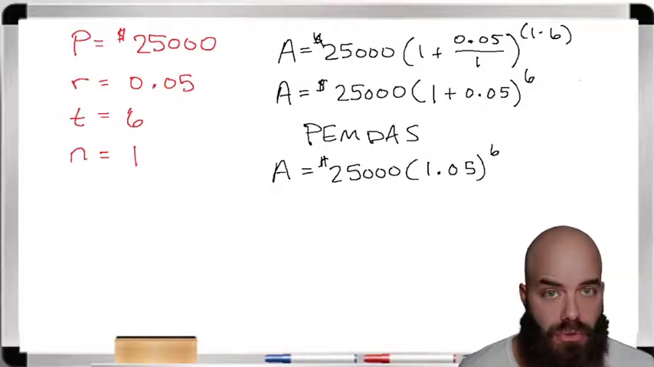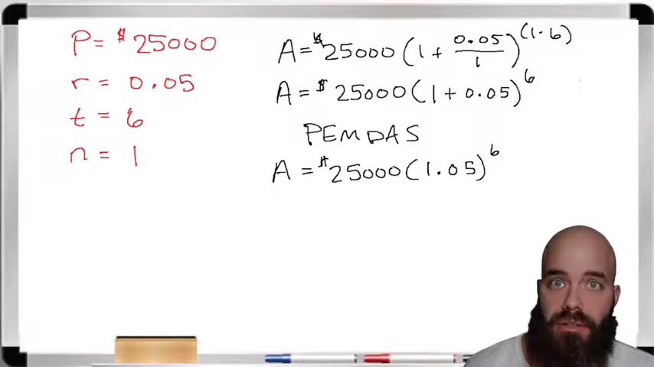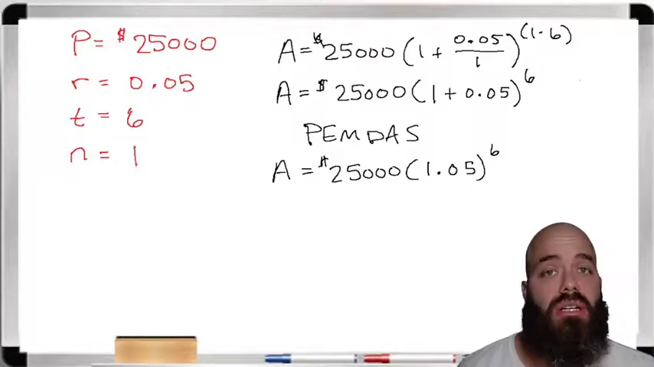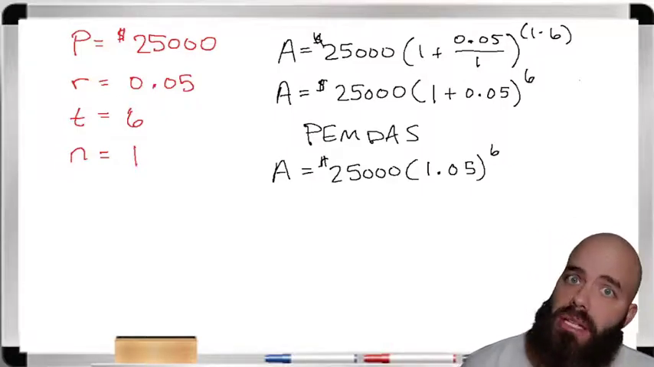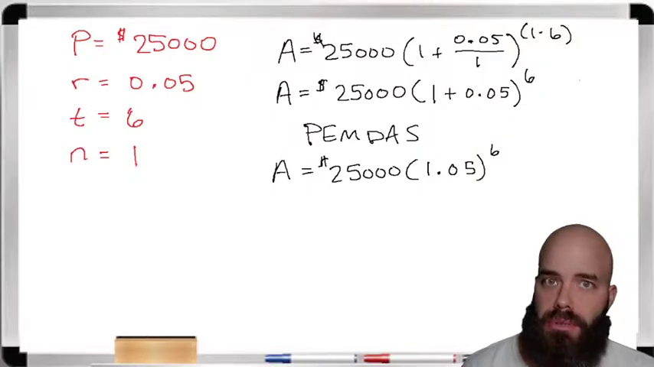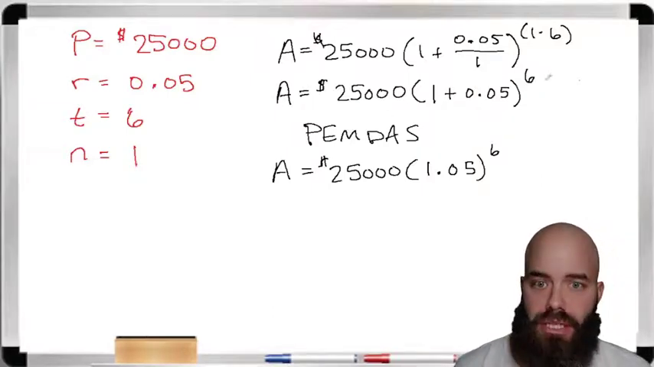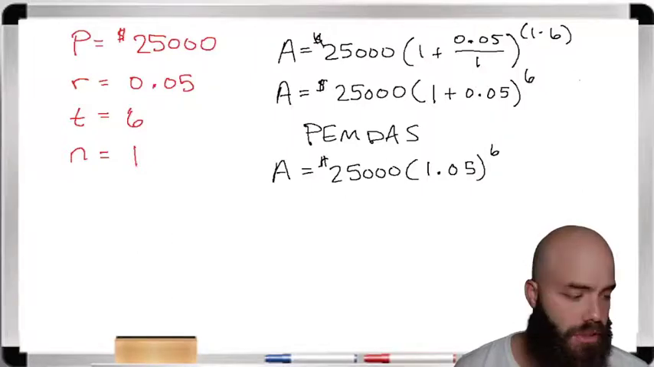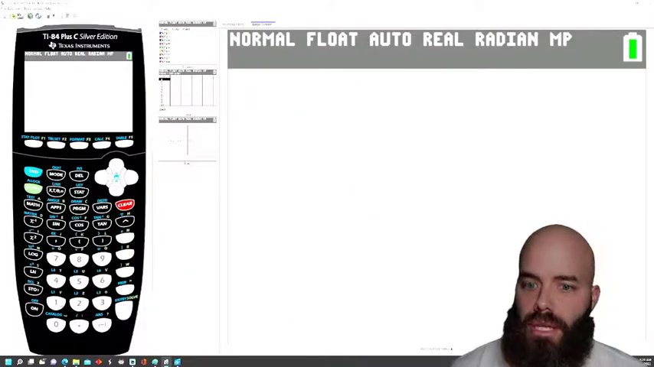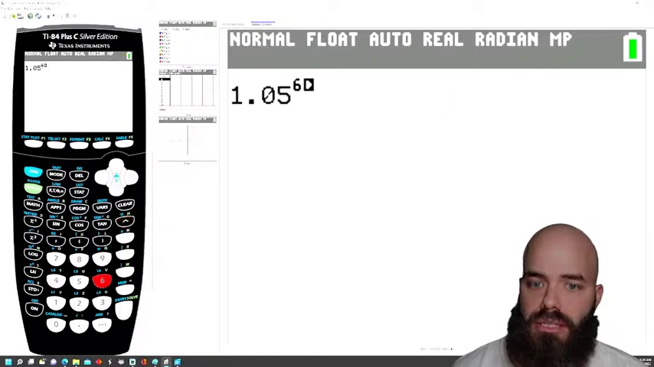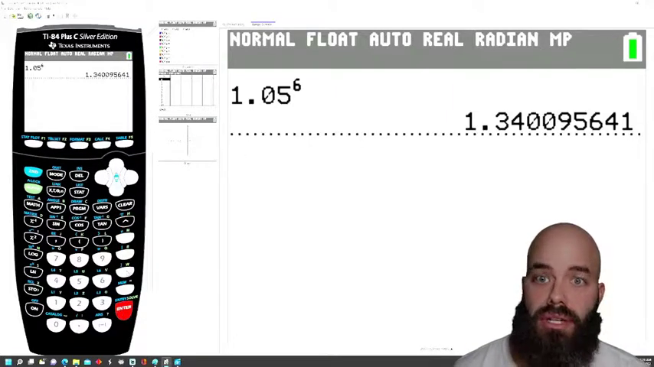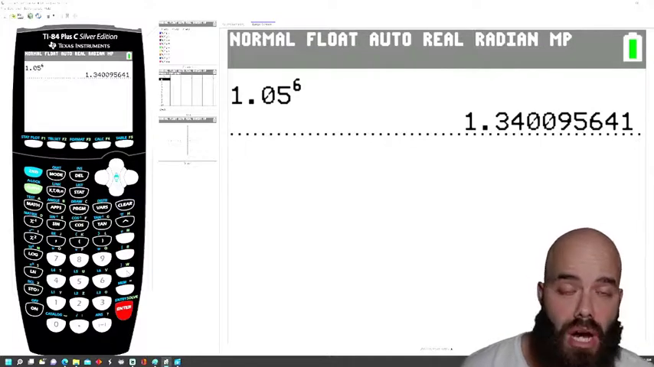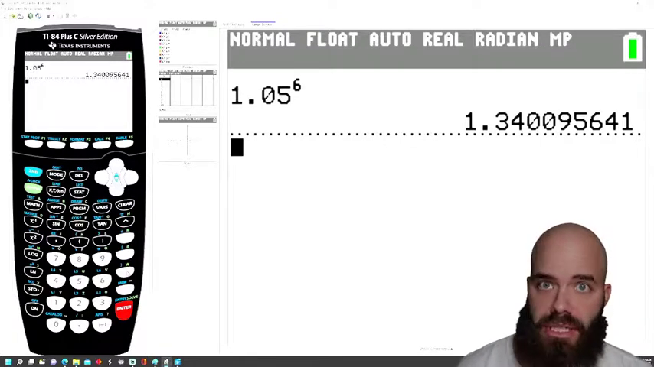Now, what you really need to be careful of in these problems, you never want to round in the middle of a problem. So this is probably going to be a decimal that is going to continue for quite a while. So let's look. We have 1.05, and we're going to raise that to the 6th power. There's our decimal. Now we do not want to round that. We don't want to round it at all.